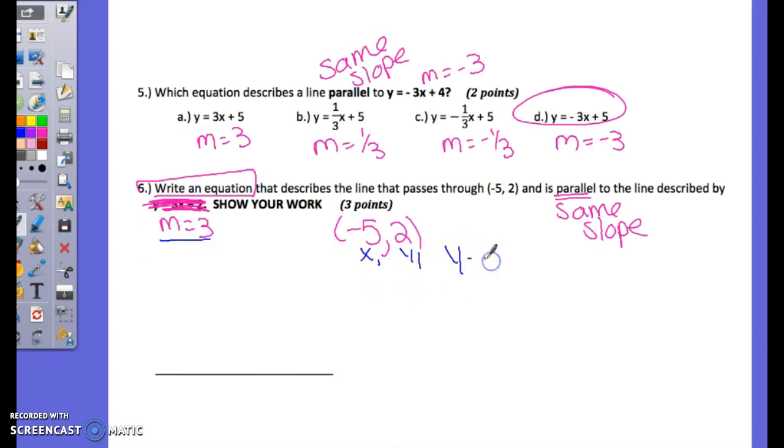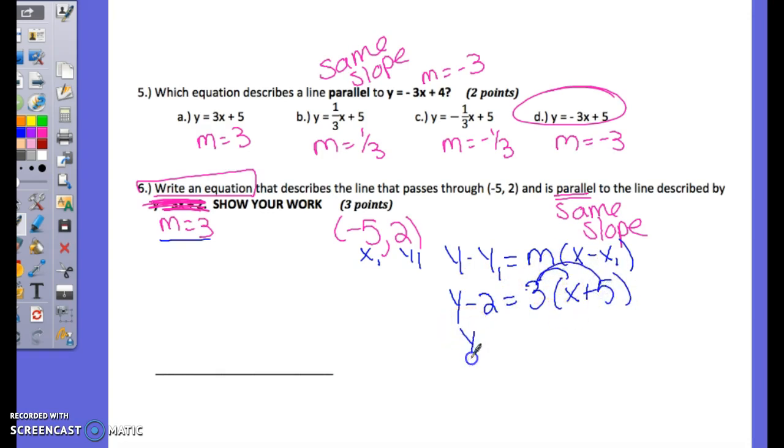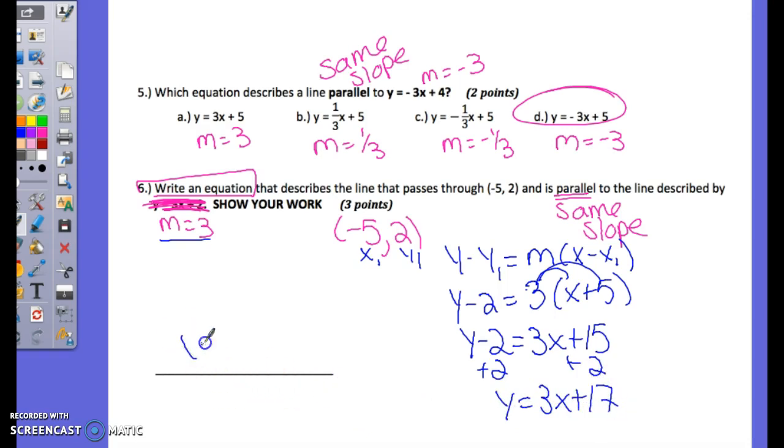So we have y minus y sub 1 equals m times x minus x sub 1. Because anytime you have those directions, you have your point, your slope, and you get to slope intercept. So y minus 2 equals m, which is 3, times x plus 5. Then distribute your slope. And you have y minus 2 equals 3x plus 15. Add 2 to both sides, and you get y equals 3x plus 17. So your final answer is y equals 3x plus 17.